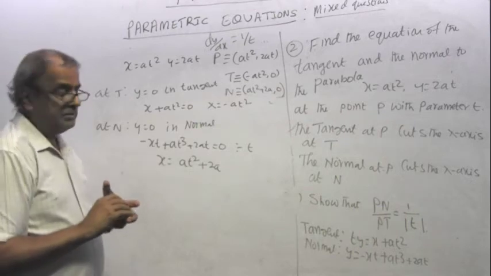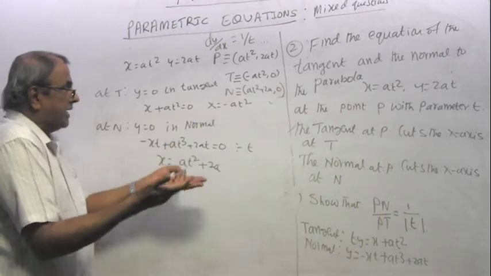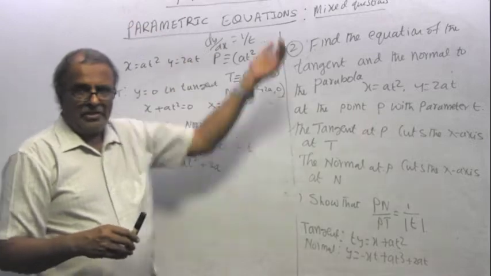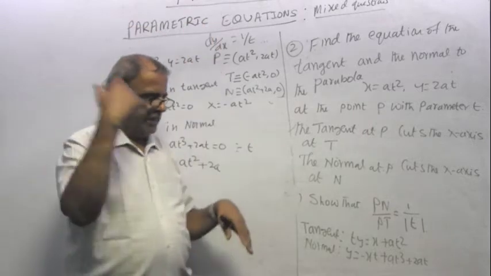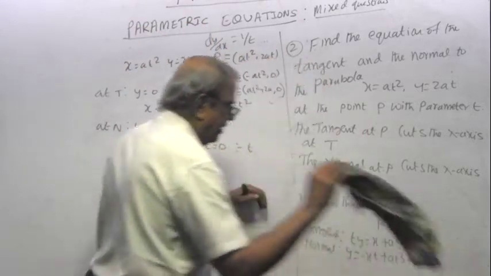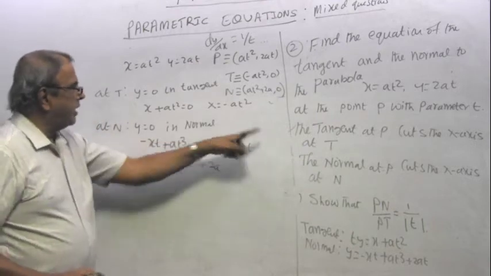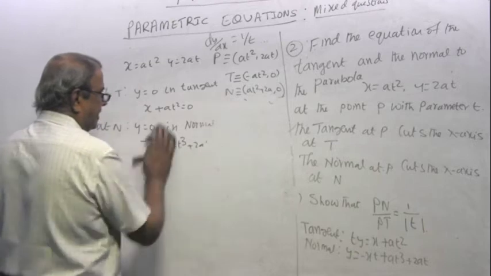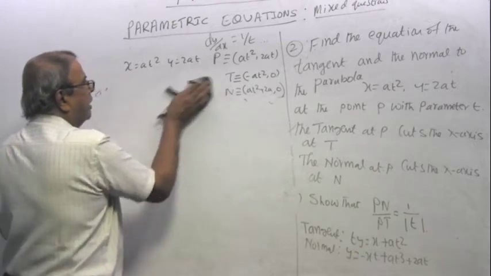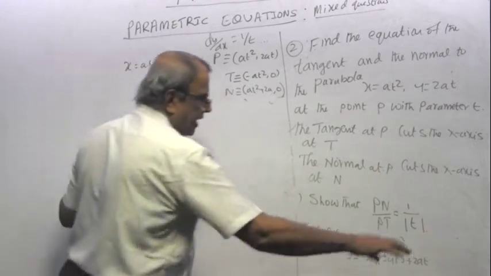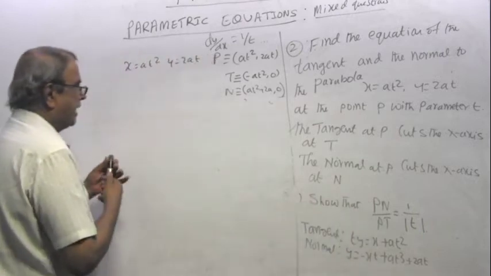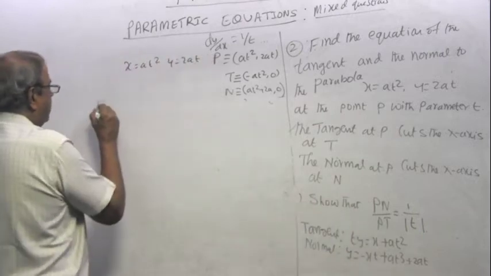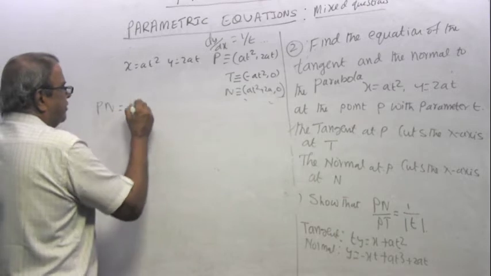Is that clear so far? Of course, t can be negative. So later on when I find distances, in the end, we can put a modulus sign. So I have found the point T, I have found the point N, that's why I left it there. Now, I am asked to show the length of PN divided by the length of PT. What is PN? How do you find length, the distance between two points?